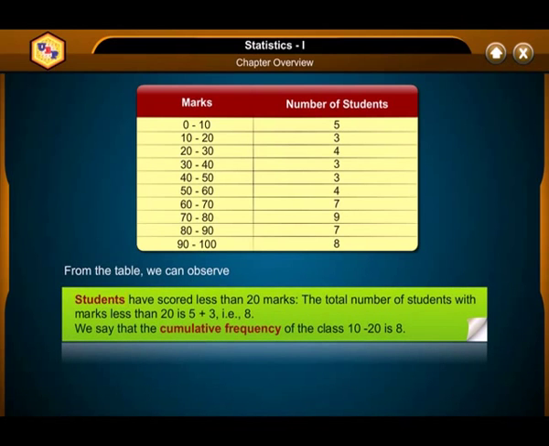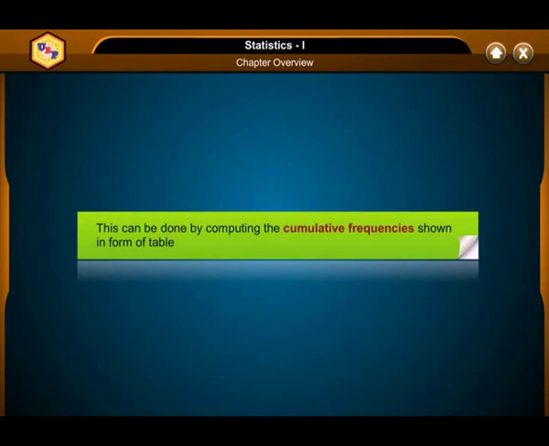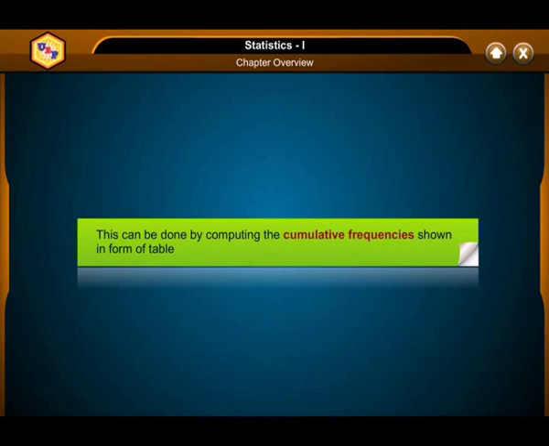Students have scored less than 20 marks. The total number of students with marks less than 20 is 5 plus 3, that is 8. We say that the cumulative frequency of the class 10 to 20 is 8. Similarly, we can find the number of students with marks less than 30, less than 40, up to less than 100. This can be done by computing the cumulative frequencies shown in the form of a table.